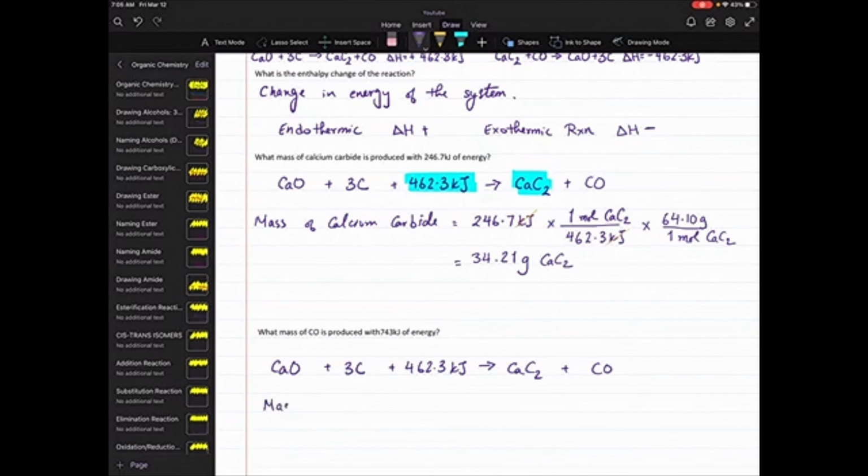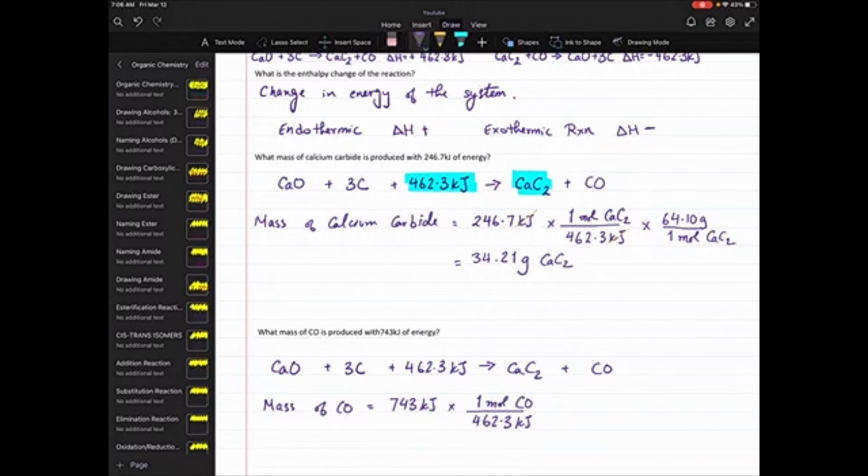So I'm just going to write a statement again. Mass of CO is equal to, we're going to take 743 kilojoules of energy that we are provided, multiply it by the conversion factor between carbon monoxide and the energy. So the relationship is 1 CO. To produce 1 mole of carbon monoxide, it takes 462.3 kilojoules of energy. So this is going to be a conversion factor, and I can actually write the word mole for us just to avoid any confusion. Okay, there we go.